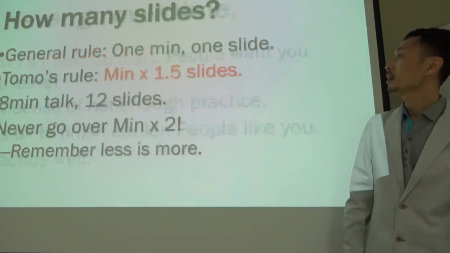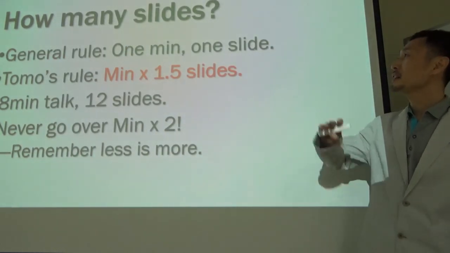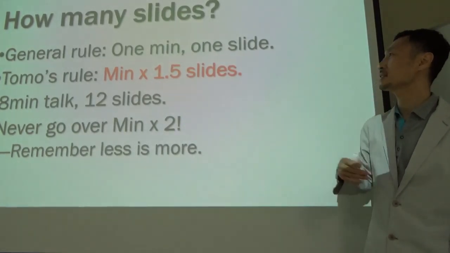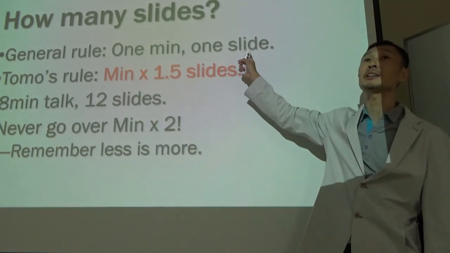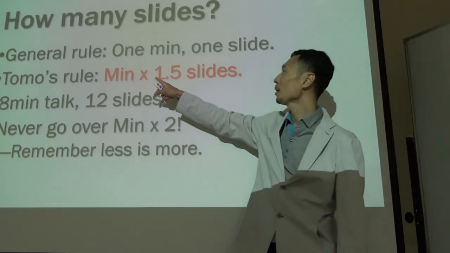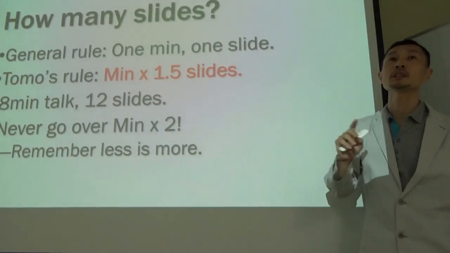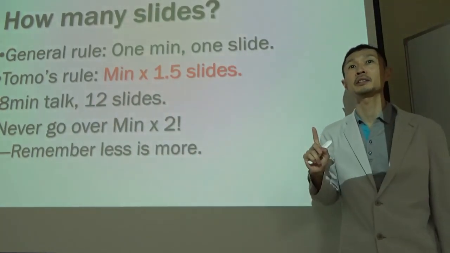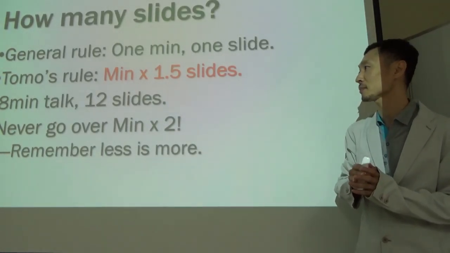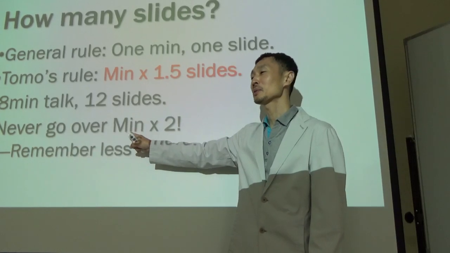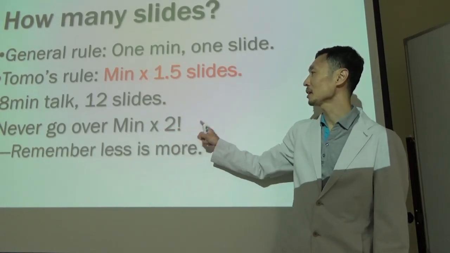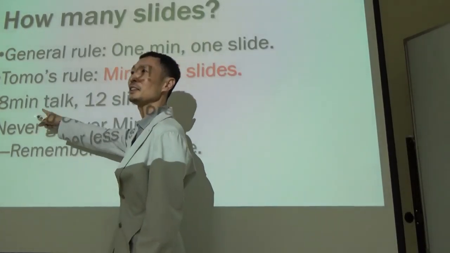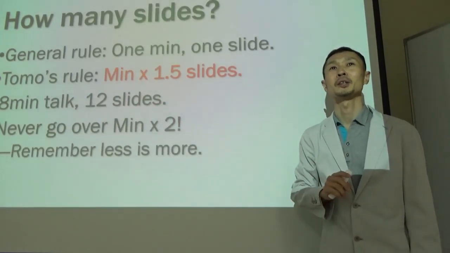So, how many slides are appropriate? The general rule is 1 minute, one slide. But from my experience, people can generally speak a little bit more, so my rule is 1 minute, 1.5 slides. For example, if you have an 8-minute talk, you can prepare 12 slides. Then that's probably about right. If you have the number of minutes times two for slides, then you're almost sure to go over time. So if you have 16 slides in your 8-minute talk, you have to be careful.